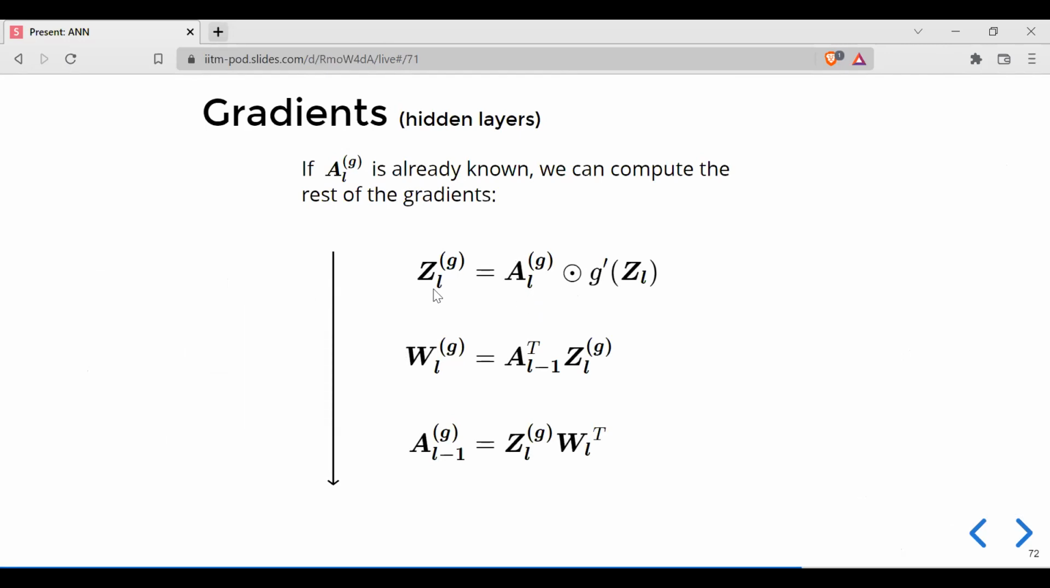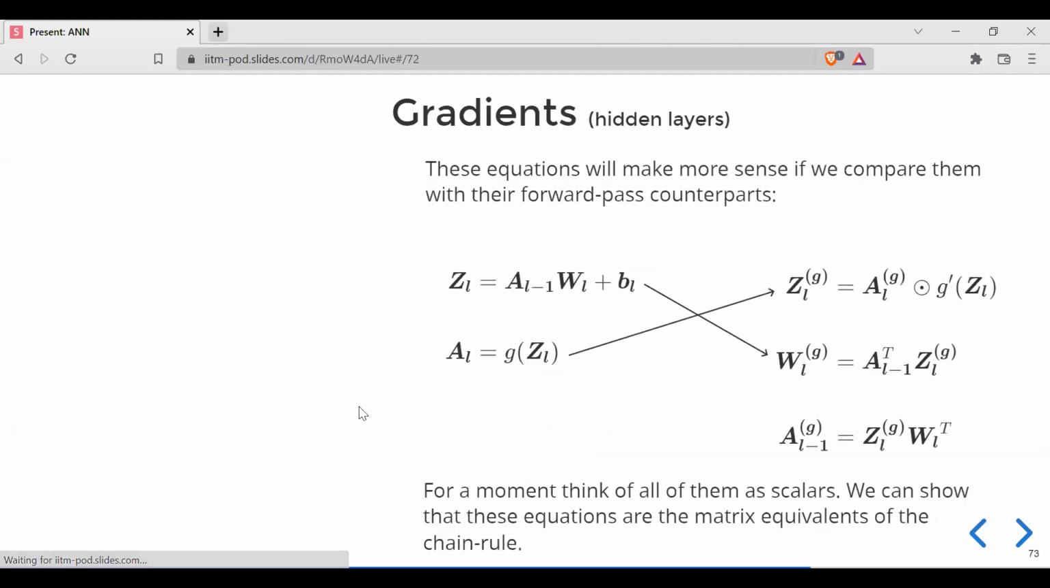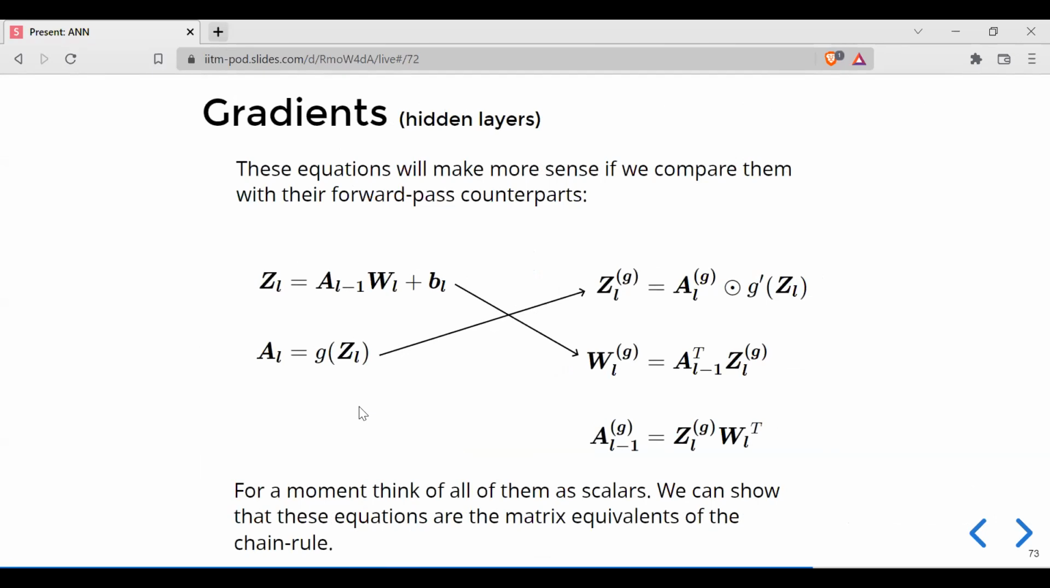Remember, this was the weighted sum, right? So we are doing the weighted sum here. It's not like matrix multiplication, so it is the element-wise multiplication. And there it is the matrix multiplication, whereas here it is element-wise multiplication. Okay.